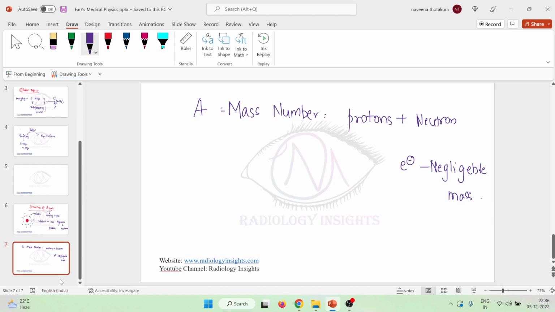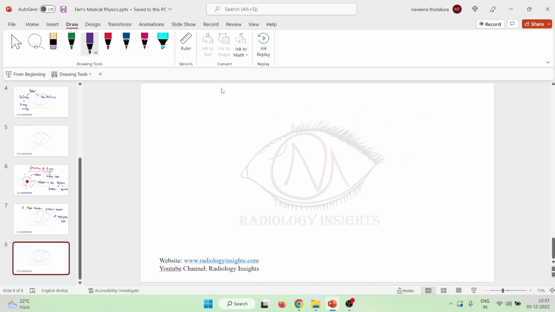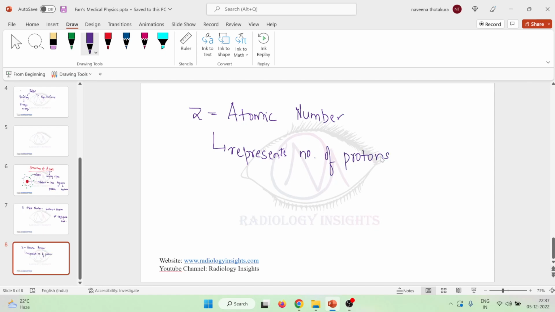One more important thing is Z. What is Z? Z is the atomic number, and this Z also represents the number of protons which are present. Z is the atomic number, and it also represents the number of protons.